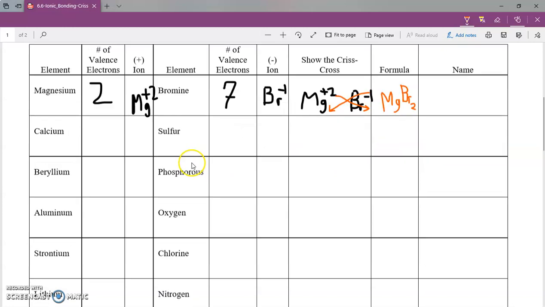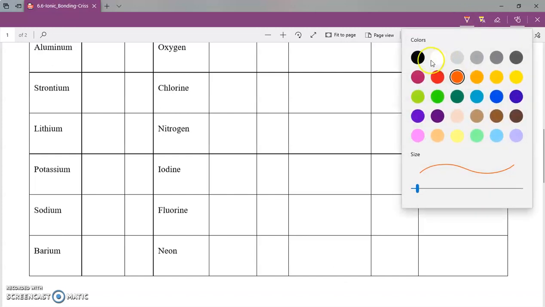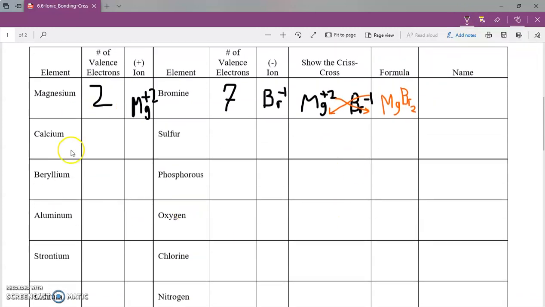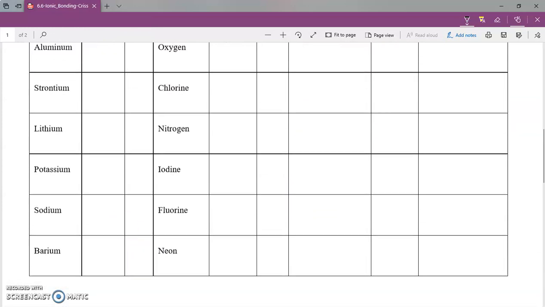Hopefully that makes sense. Let's do one more. Let's see what we have here. Barium and neon. Let's do that one. That one's interesting. These other ones you guys can do if you look at this example up here. But let's do this one down below. This one seems a little abstract, right? So we have barium and neon.